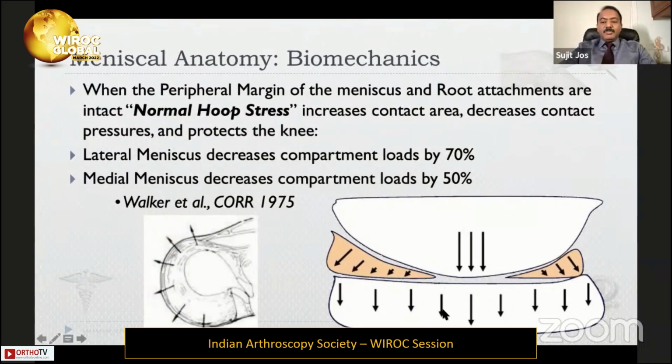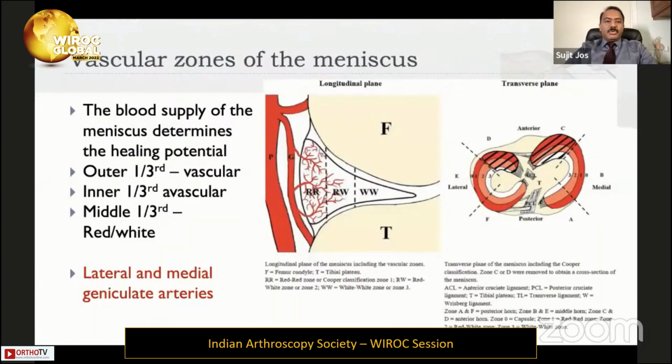The load bearing would be just at the tip of the condyle, or the most prominent part of the condyle, if the meniscus was not there to transfer the load from the femur to the tibia. So the lateral meniscus offloads the lateral compartment by 70% and the medial meniscus by 50%. So the lateral meniscus has a more important role.